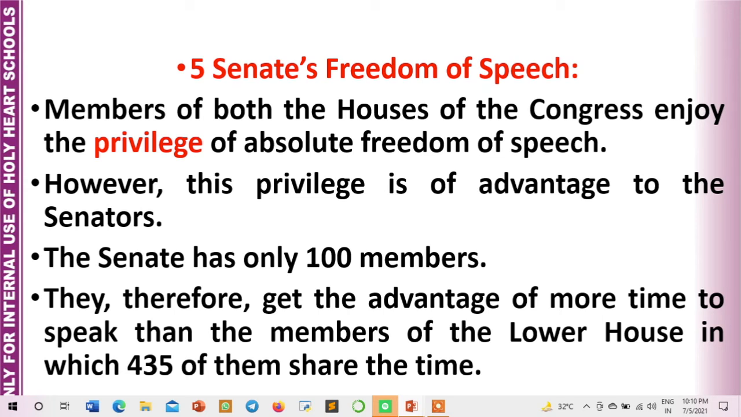You know, time is the same. If members are fewer, they will get more time to speak. If members are more, each member will get less time to speak. So this freedom of speech helps the senators, who are in the upper house where members are fewer. So this also makes the Senate a powerful house.